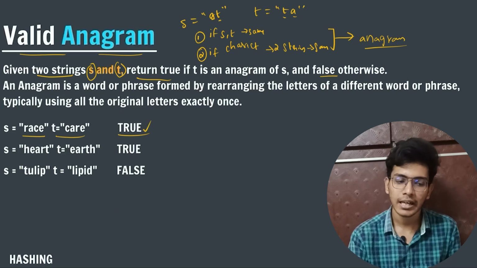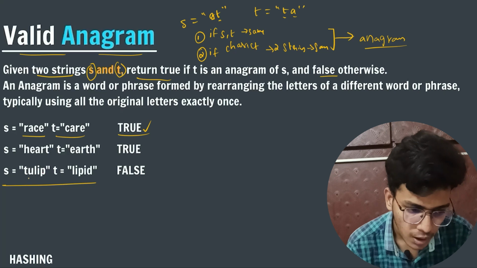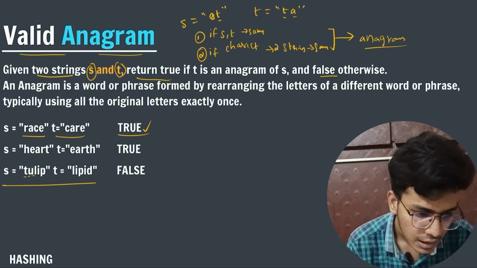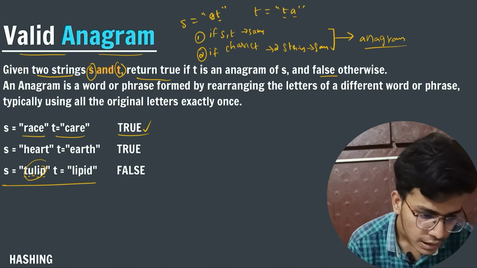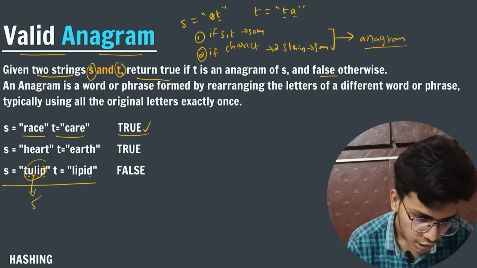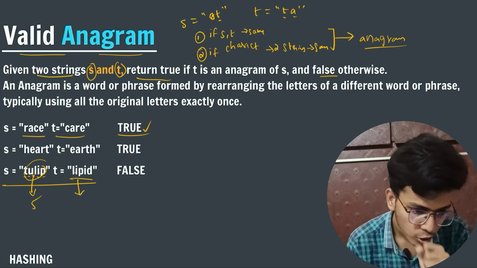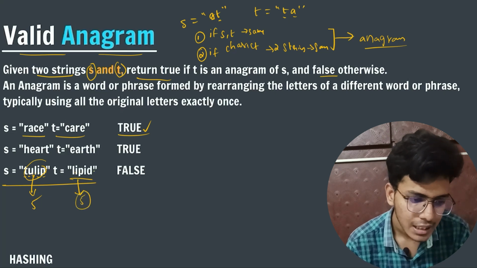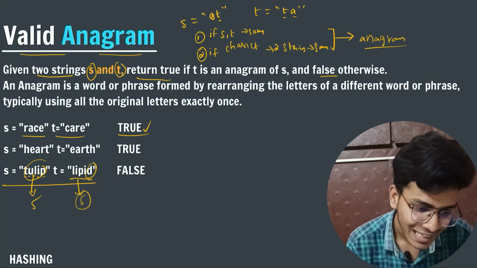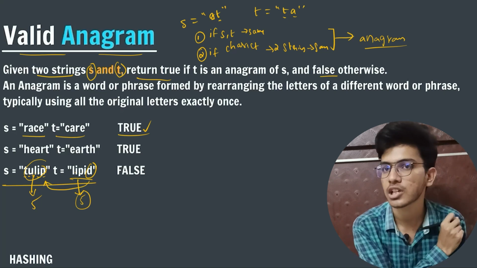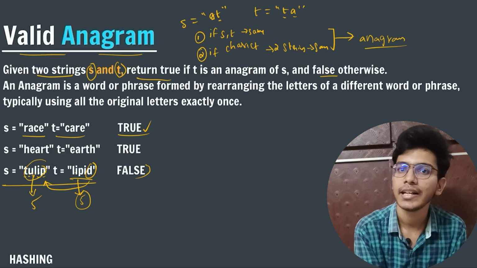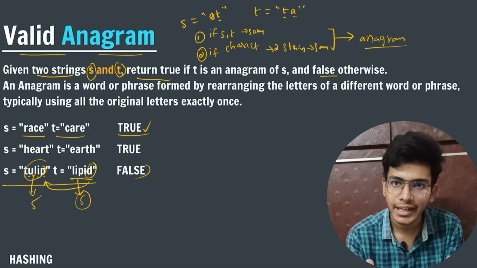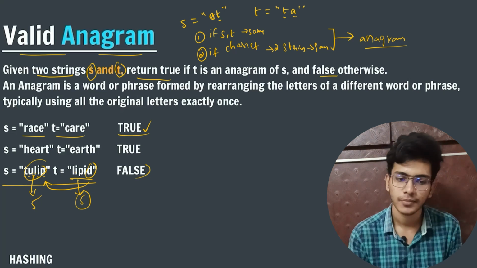If it is not a valid anagram, you can see that in the third example, here you can see TULIP. The size of this will be 1 2 3 4 5. The size of s is 5, and the size of t is also 1 2 3 4 5. But here there is an extra character which is not present in my s string. Because of this it will not become a valid anagram. So if it is not a valid anagram, I will return false.